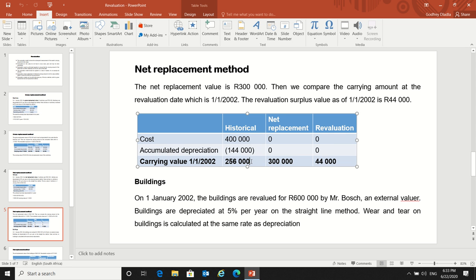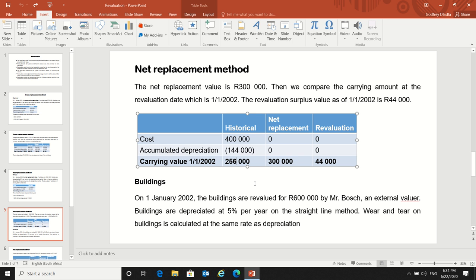So I need to move from 256 to 300,000. How much do I need? I need 44,000. So 256 plus 44 gives me 300. So my revaluation is 44,000. Right.